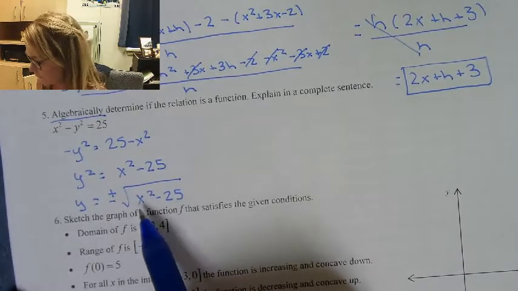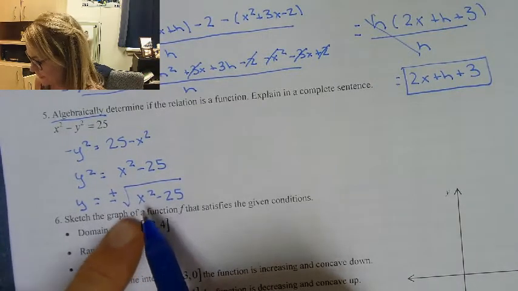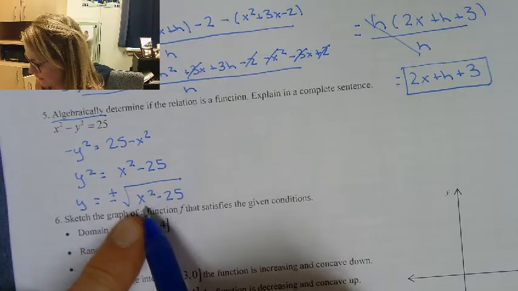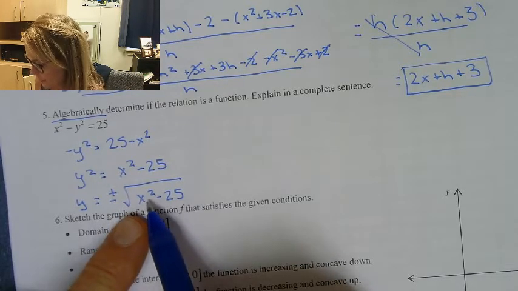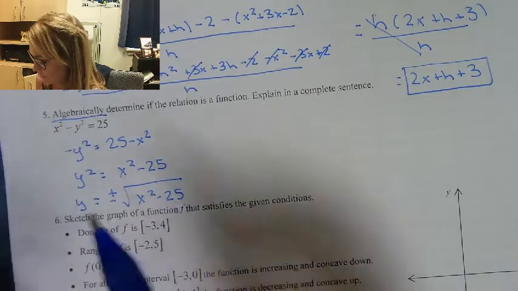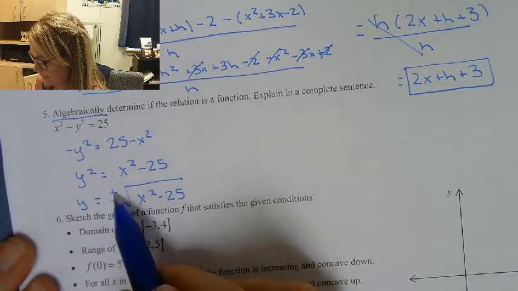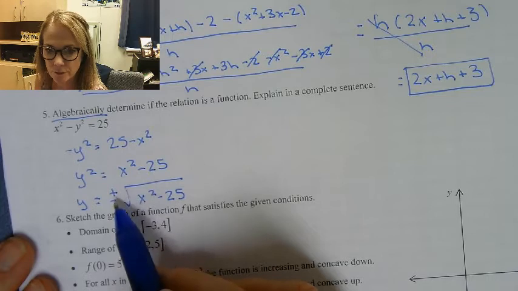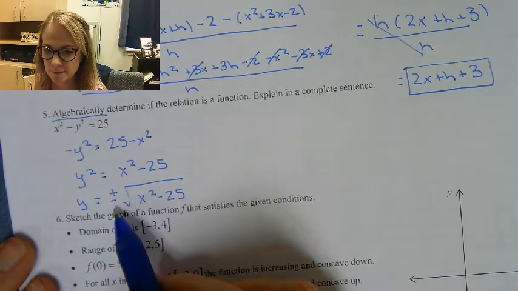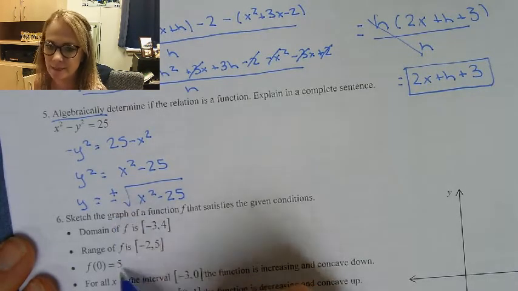So if you plugged in some number here, whatever you plug in, once it gets squared and then you subtract 25 from it, you're going to get some result, and then this plus and minus piece is going to give you two y's for the same x, and that's an issue.